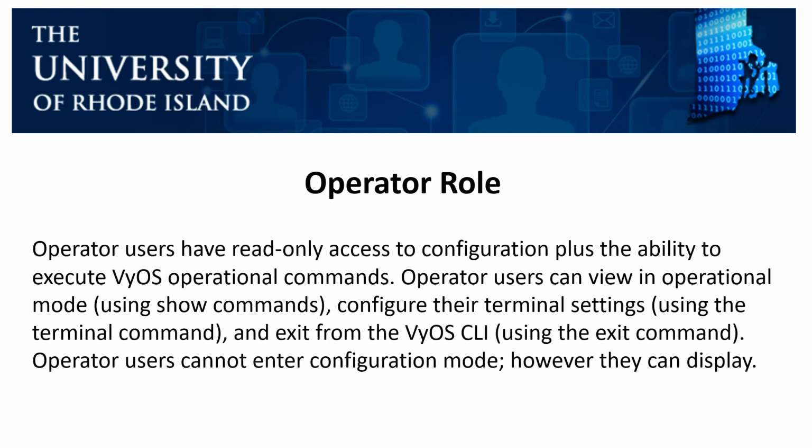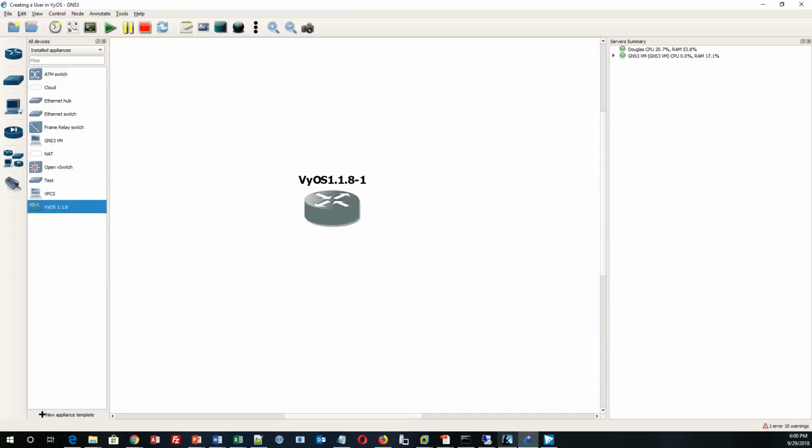So how do you create an operator user in VyOS? To create an operator user in VyOS, you first want to launch and log into your GNS3. Once you launch it, you want to bring a VyOS up in your GNS3. Make sure to create a new project so that you can drag your router into it. From there, you're going to press play to make sure all the nodes are active, turned on, and working properly.